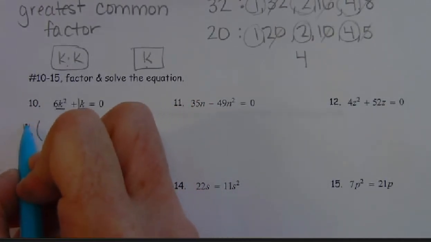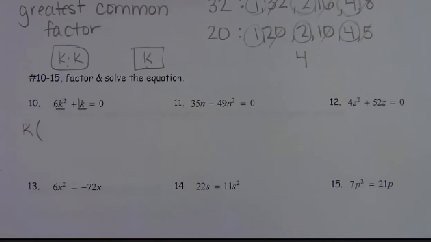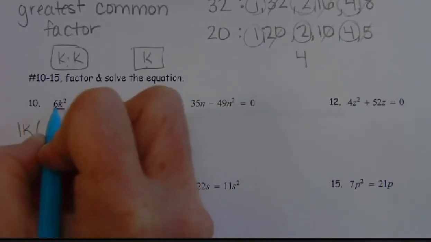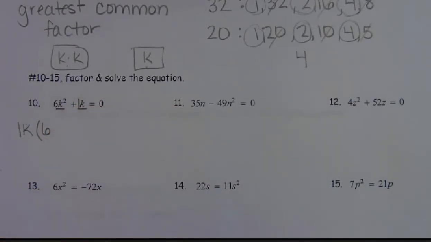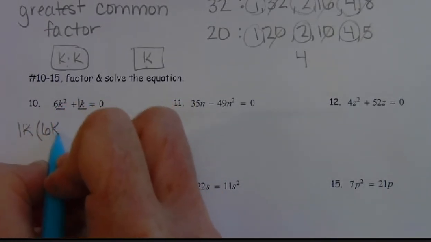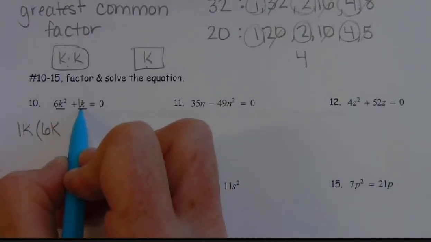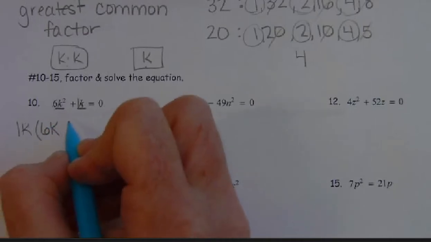So what times k is 6k squared? Well, this is kind of like a 1k. So 1 times 6 is 6. K times k is k squared. And then you say, okay, what times 1k is 1k? The number 1.